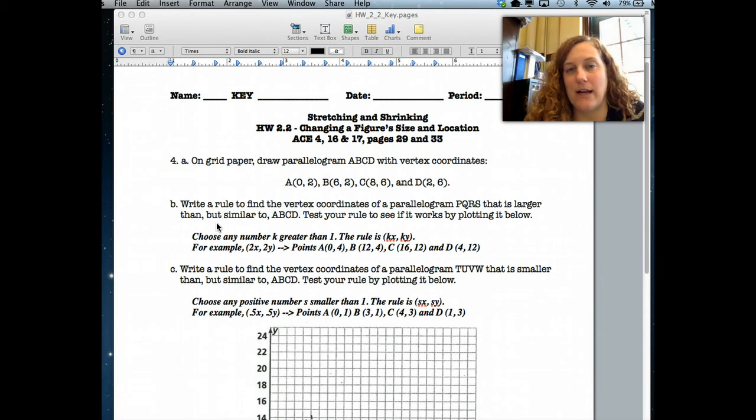We talked about how all shapes, if your x and y are multiplied by the same value, will be similar even if they have a minus or a positive after their x and their y. This homework, though, is just talking about making them bigger or smaller.